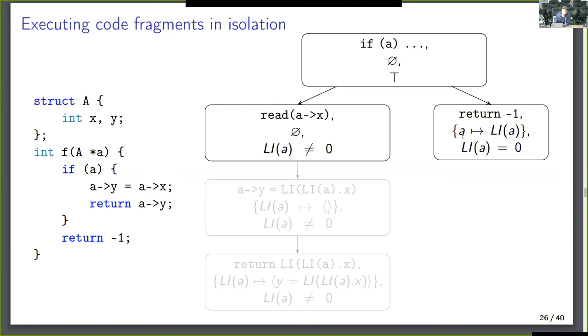And in the second branch, when it is 0, we just execute return -1 and finish. In this branch, we want to execute this statement, read A.X, and the result that we get is this one. So this is lazy instantiating the field X of lazy instantiation A. Lazy instantiation of A gives us the value of the pointer, then we shift it to the field X and lazy instantiate it again.